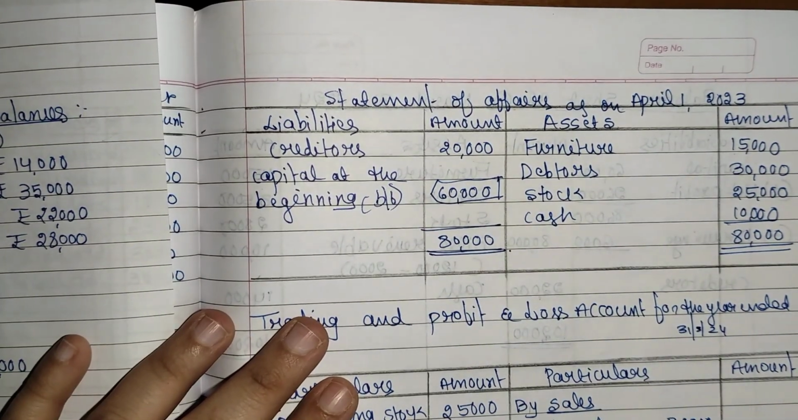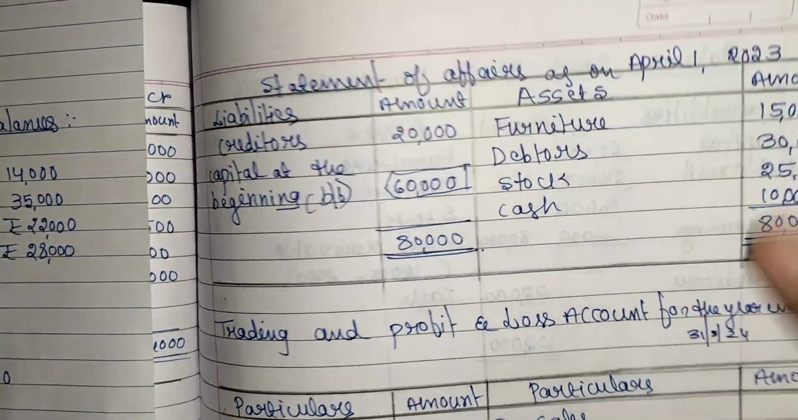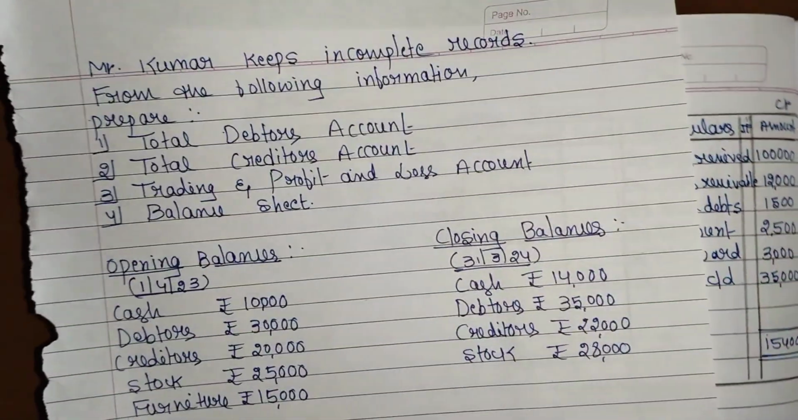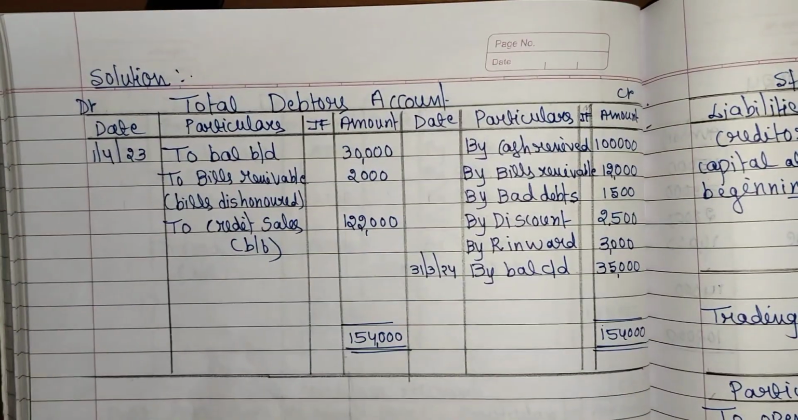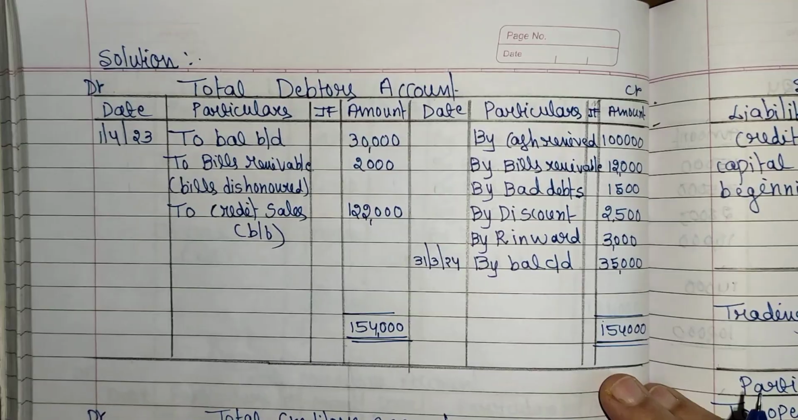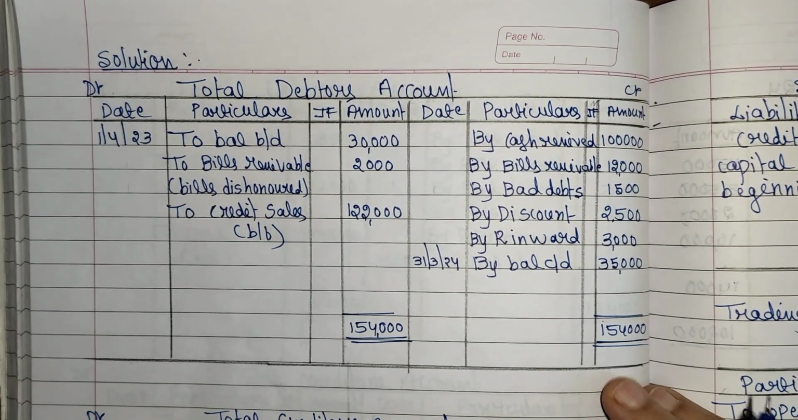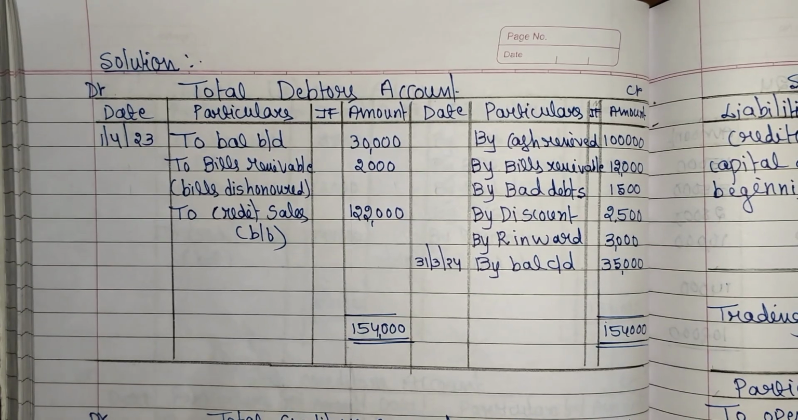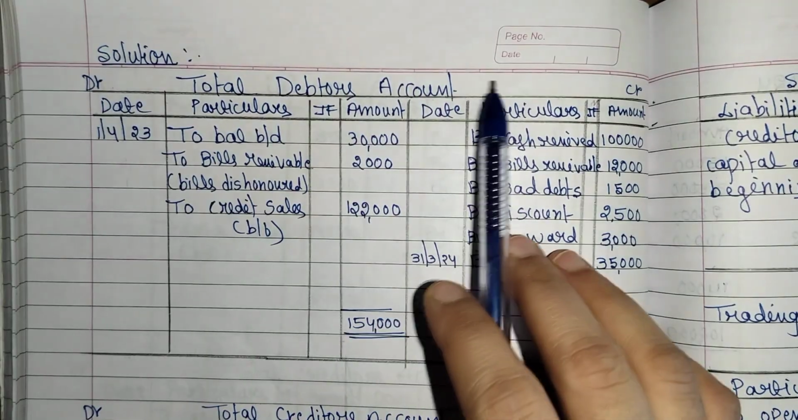Now second step is we need to prepare the missing accounts. So here missing accounts are debtors account and creditors account. If we prepare the debtors account, we are able to find out credit sales. And if we prepare the creditors account, we are able to figure out credit purchases. First, let's prepare total debtors account.